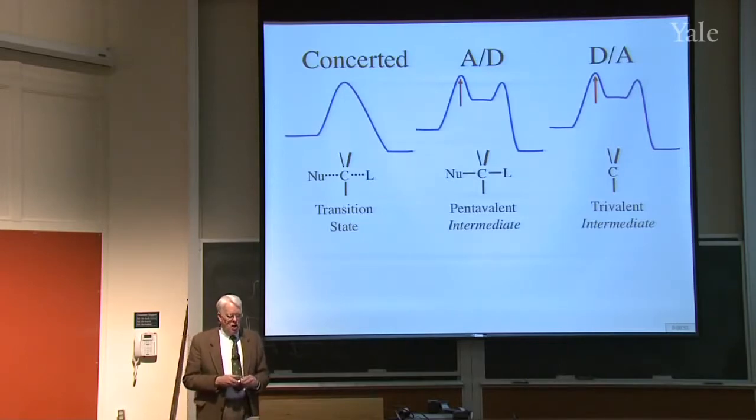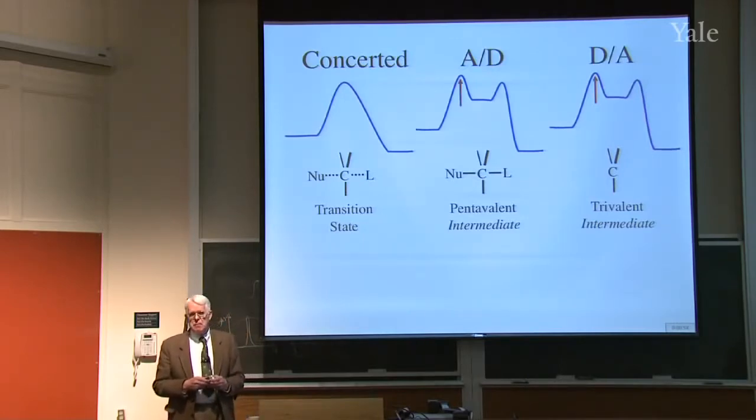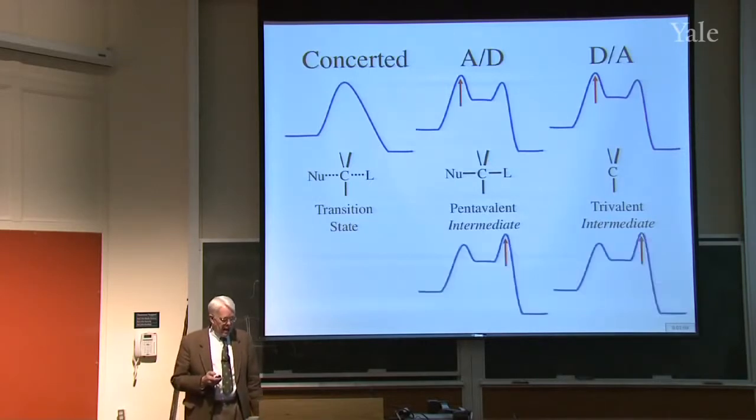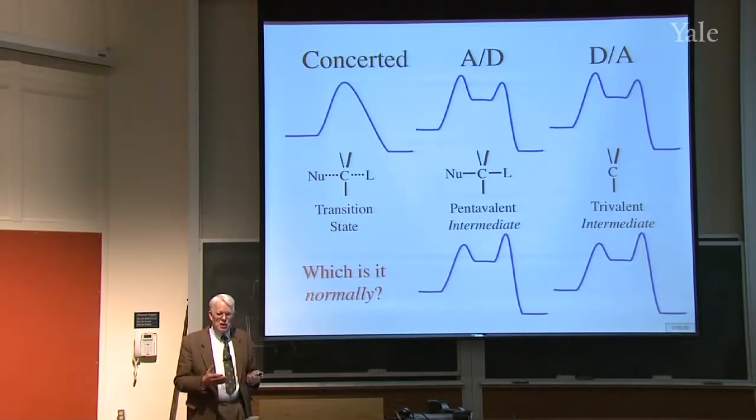Now, as I've drawn it there, the first step is rate limiting. We talked about a complex reaction of 2 steps, where either the first or the second step could be rate limiting. It would be possible to imagine the second step being rate limiting as well. However, that might not be so common. We ask what's normally the case in a reaction.